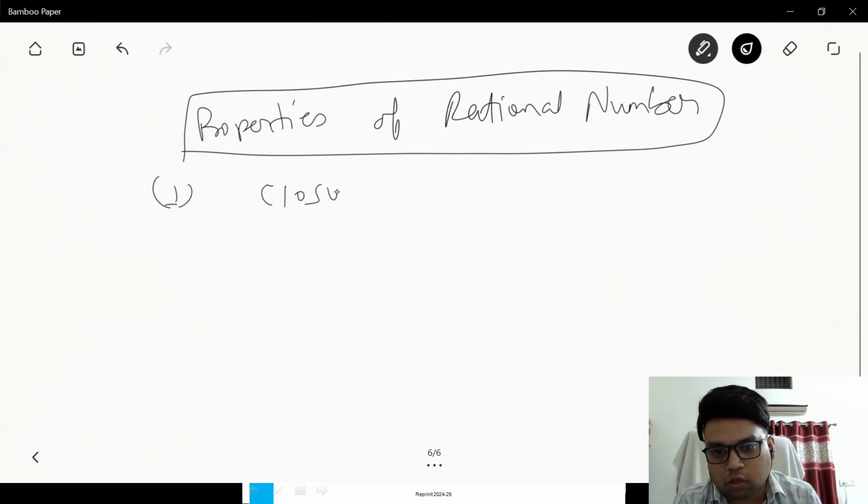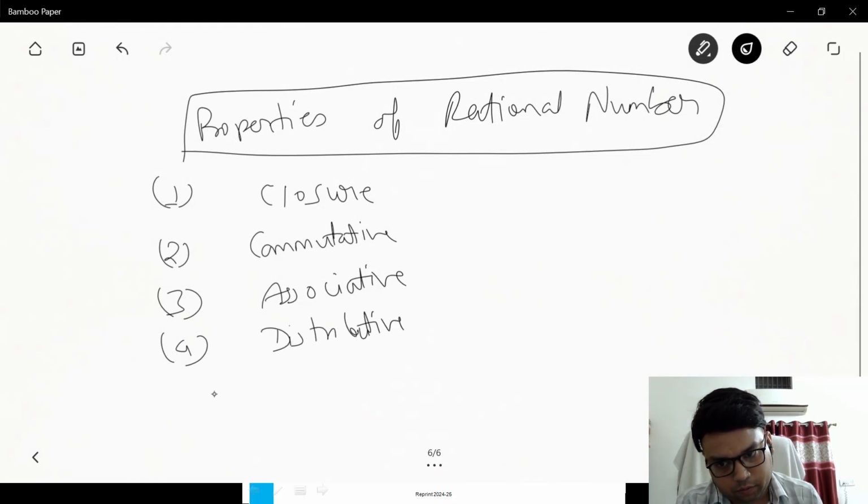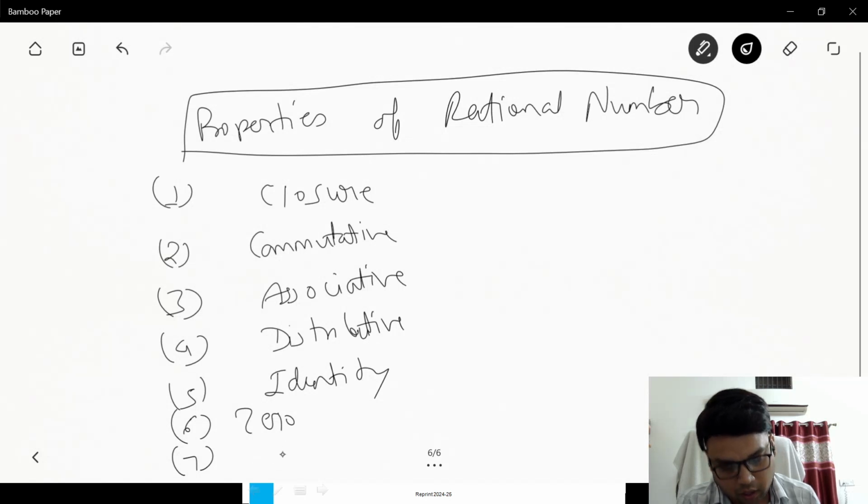The first property is the closure property. The second property is the commutative property. The third one is the associative property. These are all written in your book. The fourth is the distributive property. The fifth one is the identity property. The sixth one is the property of zero. The seventh one is the number line property.